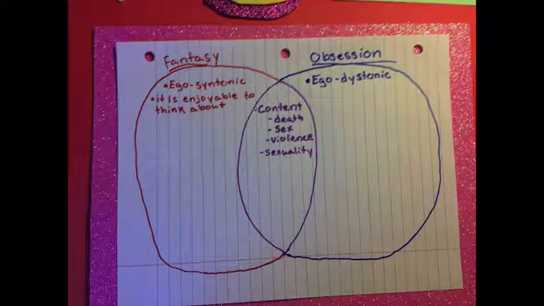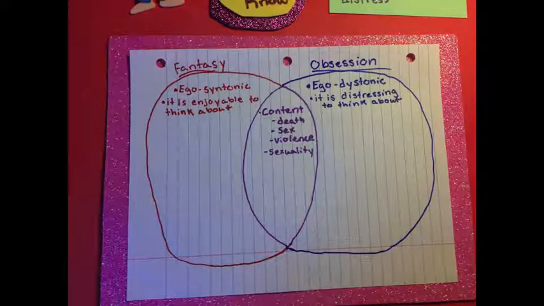When someone's having repetitive thoughts that are egosyntonic and are fantasies, those thoughts are enjoyable to think about. It's like daydreaming. The person is seeking out those thoughts and experiencing them as pleasurable. Whereas someone who's having an ego dystonic obsession, experiencing the thought is really distressing. The person does not want to go in depth about what this thought is. They want it out of their head as soon as possible.